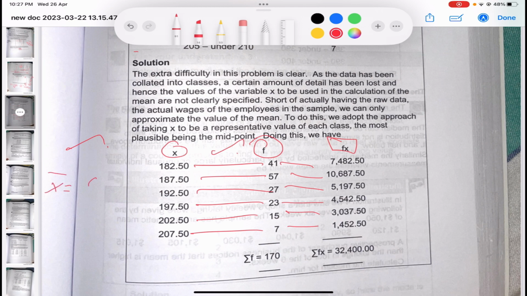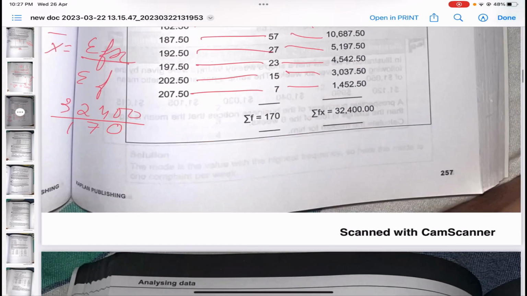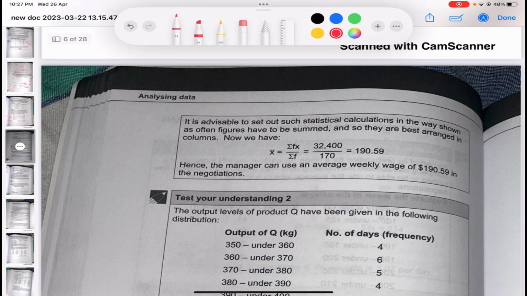Your arithmetic mean is going to be summation of fx divided by summation of f, which is 32,400 divided by 170. That gives you 190.56. So till now what we were doing? We were doing summation of fx upon x. But in group data you will be given two x's, because it's given in a group. In such a situation you are going to find the average, which is x1 plus x2 divided by 2. So that is like the midpoint.